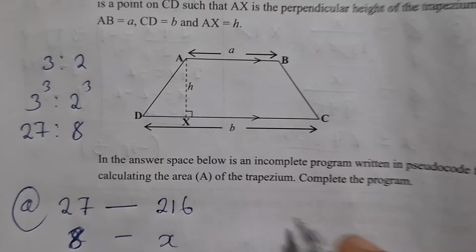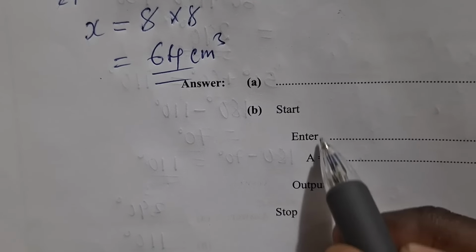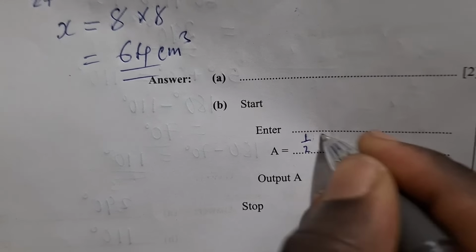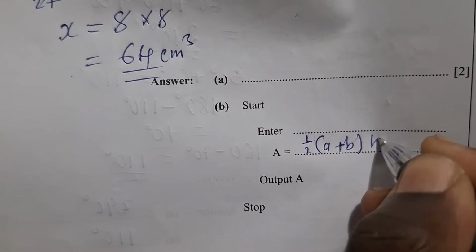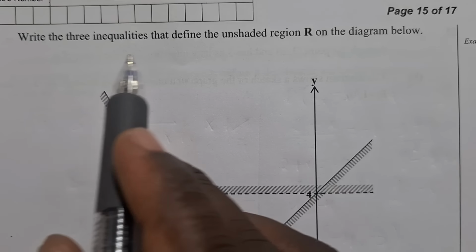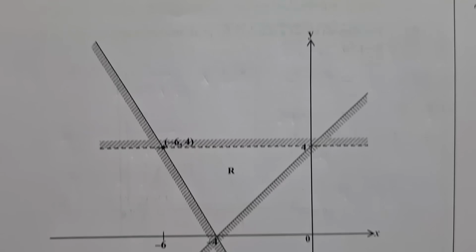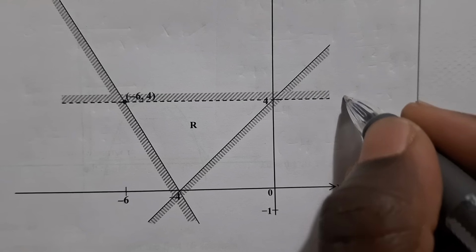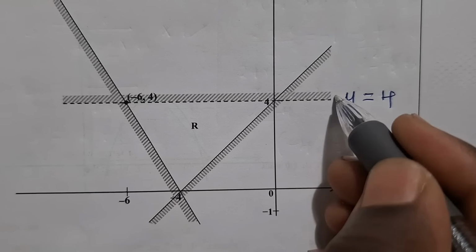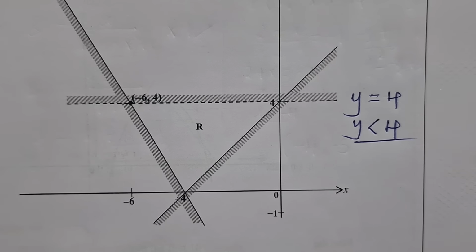So this is question A. For B, when you just look at this, the way it looks, what is missing here is a formula. So you're just going to write the formula for finding the area of a trapezium. So for the next question, they are saying write the 3 inequalities that define the unshaded region R on the diagram below. So for the 3 inequalities, we can write this one is y equal to 4, since it's passing at the y-axis only, so the inequality will be y is less than 4.